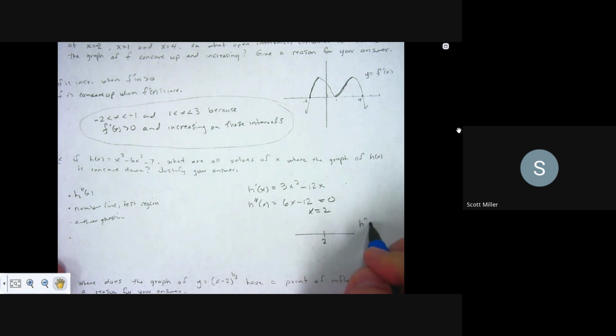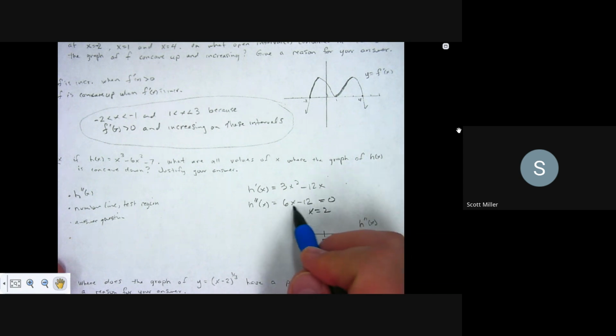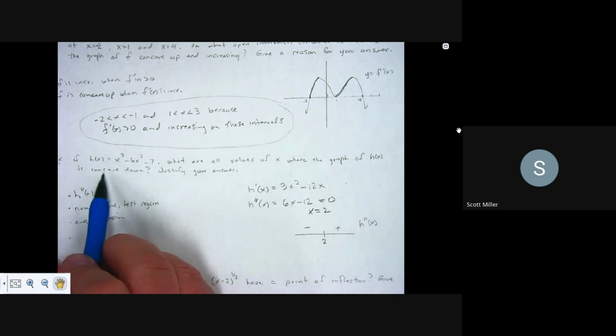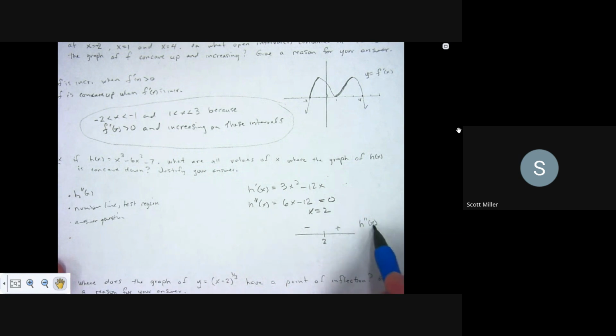And I'm testing regions to determine the sign of the second derivative. That's why I put that out here. And so we can just do numbers over here, plug them into the second derivative. If I put in a 0, then I'm going to have a negative value. And if I plug in 10, I'm going to get a positive value. So there's my regions right there. Since I want to be concave down, when the second derivative is negative, then it is concave down. So we can see clearly right here, this is the region where h would be concave down. So that's what we write.